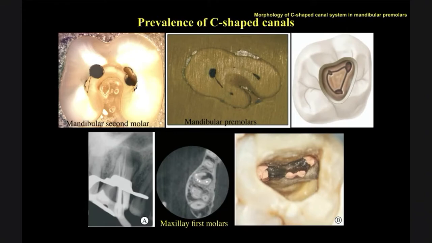Generally, C-shaped canal is most frequently found in mandibular second molars and mandibular premolars, especially in mandibular first premolars. However, C-shaped canals can also be found in other teeth, such as the maxillary first molars and the maxillary second molars with the fused roots, and also in the mandibular first molars and the mandibular third molars, and even in the maxillary lateral incisor.